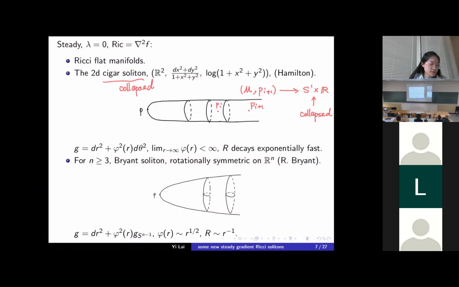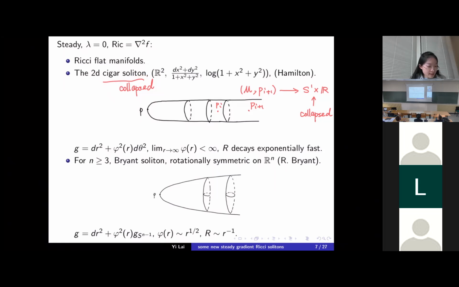Okay, and so this is a cigar soliton, and as it is collapsed, it is not any singularity model of a compact Ricci flow. But if you consider long-time Ricci flow, you probably will see the cigar soliton as t goes to positive infinity. So it's still important.